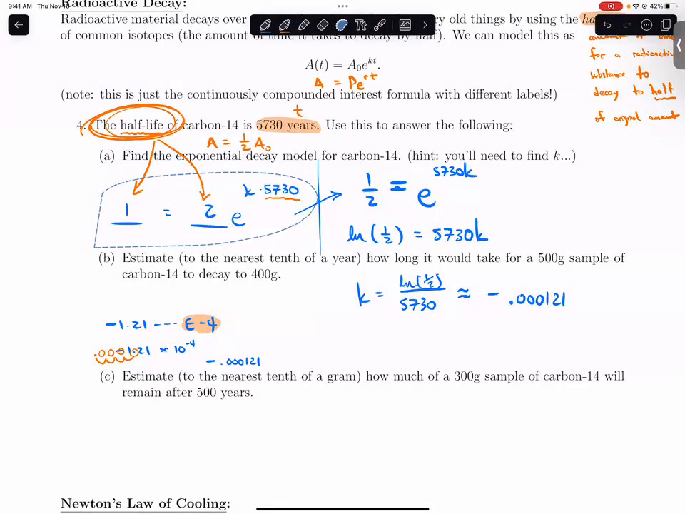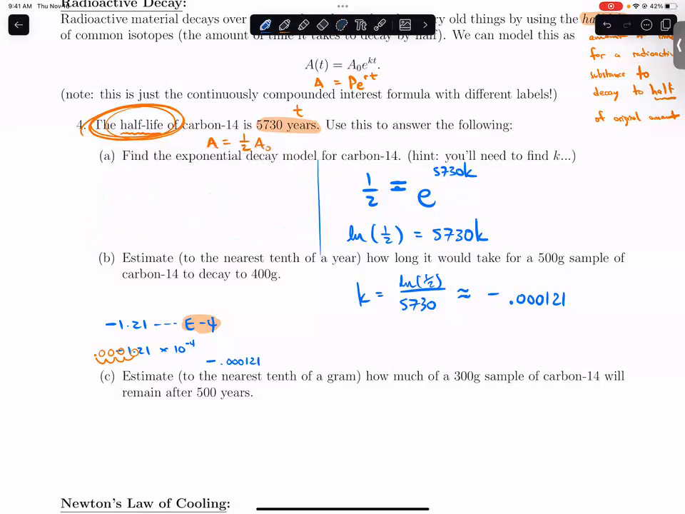Right. Yeah. So if you were a working archaeologist or whatever, K is a thing that you would either know for the material that you're using to do your carbon dating or your radioactive dating, or it's a thing that you would go Google, right? Or look up. But it's a thing that's tied to the specific material.